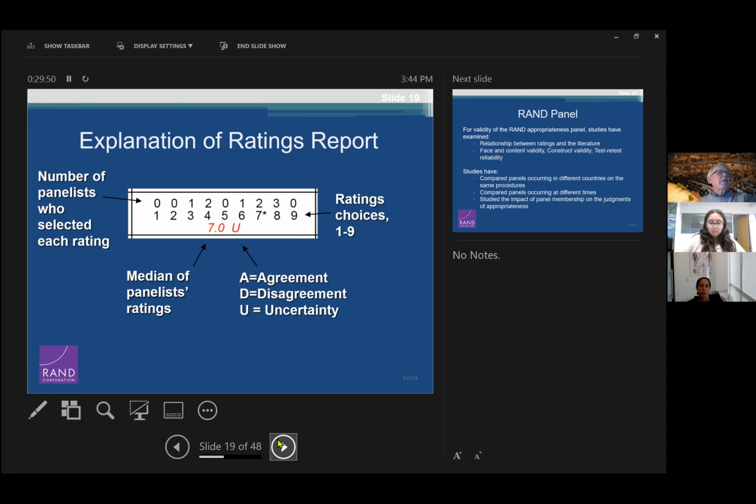And if you look at it, someone chose 3, someone chose 2, someone chose 4, one chose 6, two chose 7, three chose 8, right? So you can see there's a wide range of opinion on this procedure, whatever it was, on whether to do it or not do it. So that's a very quick overview of what a modified Delphi approach is.